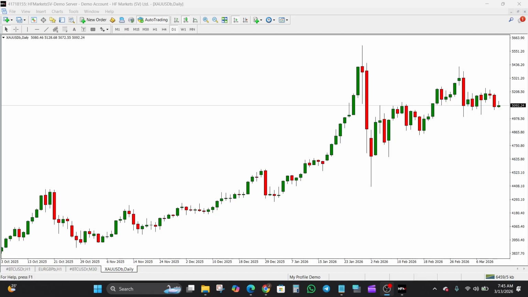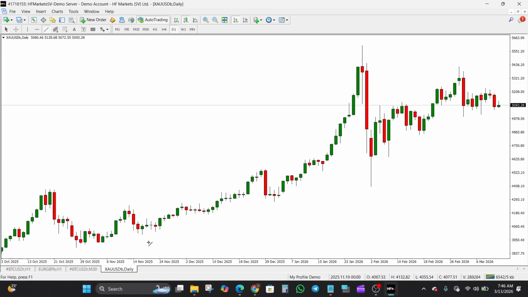Okay, stacking trades refers to opening multiple positions in the same direction as a trend develops. All right, so the first step is to identify a clear trend. All right, stacking trades work best in strong trends.